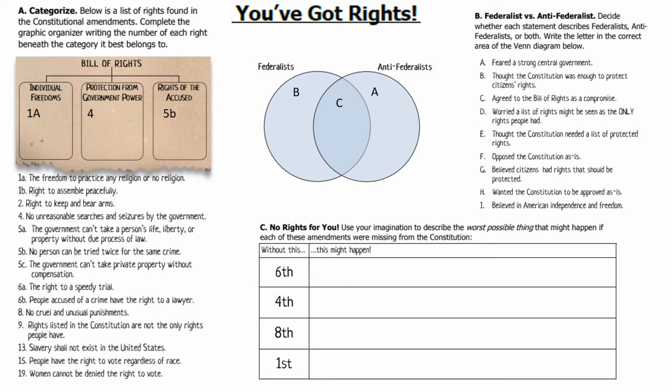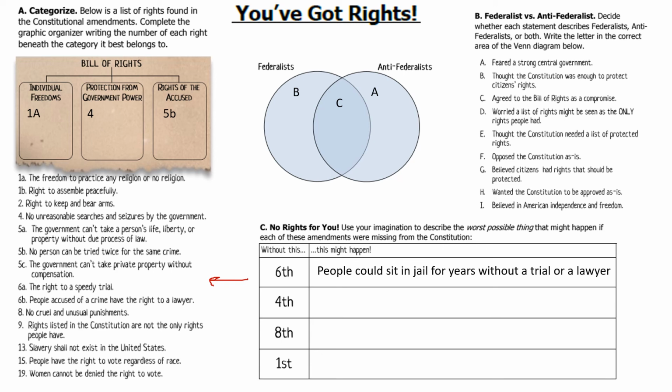So what I recommend doing is just taking a look to your left here. So we have, without the Sixth Amendment, I see the right to a speedy trial and people accused of a crime have the right to a lawyer. So what might be the worst thing to happen in that case? Well, people could sit in jail for years without a trial or a lawyer.